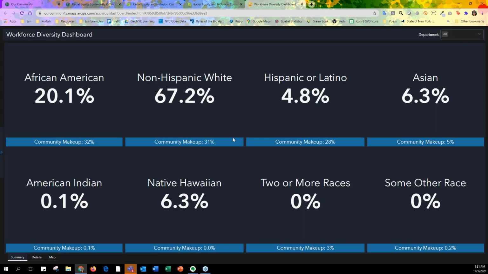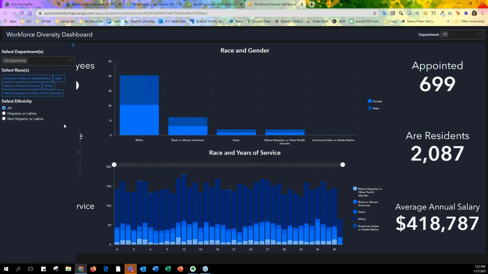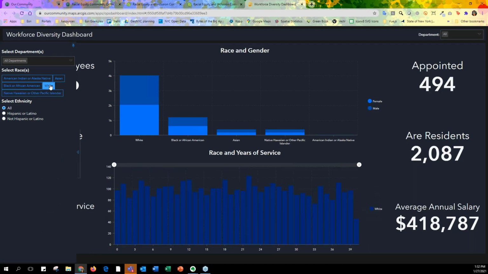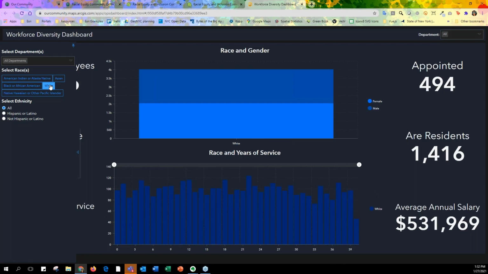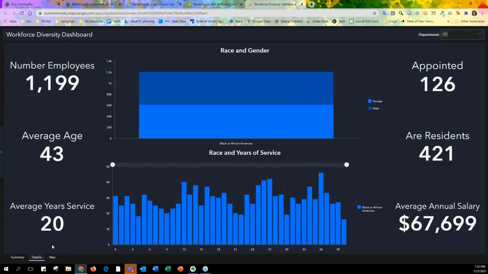underrepresented communities. Next, the details page provides key breakdowns, and specifically it combines race with other factors like gender and race with years of service. So we can see here again that the white makeup of this example organization is comparatively higher than Black and African American and other racial makeups. And this is also persistent across years of service. We can also add other filters. For example, if we filter on white employees, we can see that the average annual salary is comparatively higher than other races. All of these types of visualizations are very important.